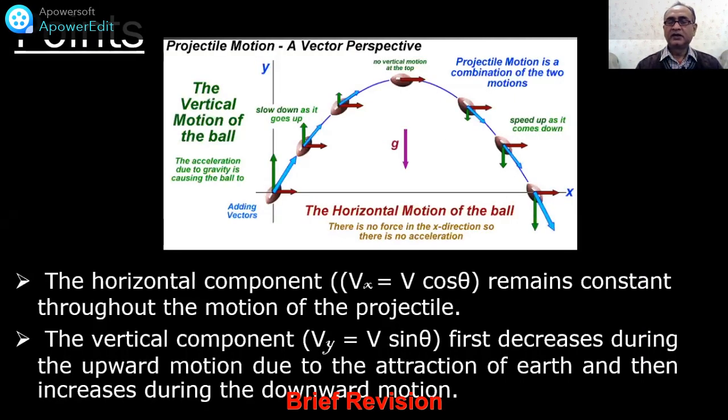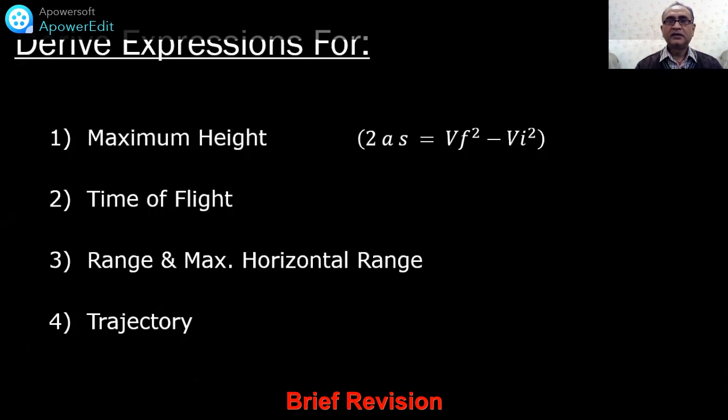What else? So this is the summary of whatever you have just revised. Horizontal component: Vx is V naught cos theta, or simply V cos theta. The horizontal component remains constant. No opposing force is acting on it. That is why there is no change in its value. Whereas the vertical component first decreases, then it increases, right?